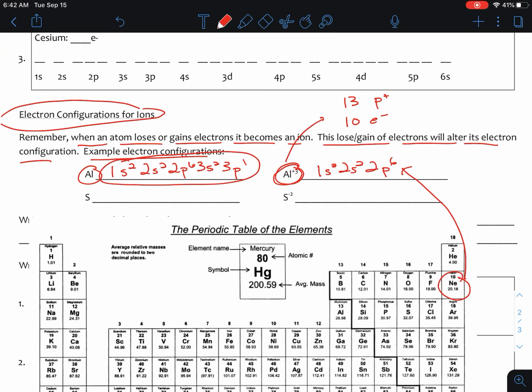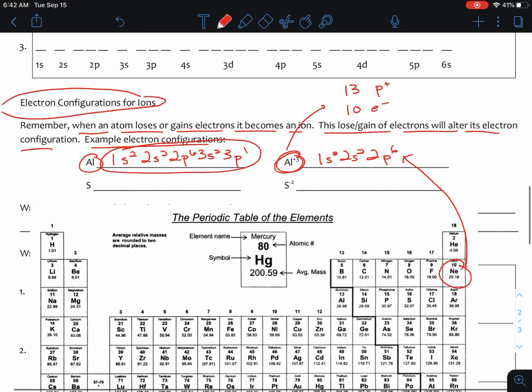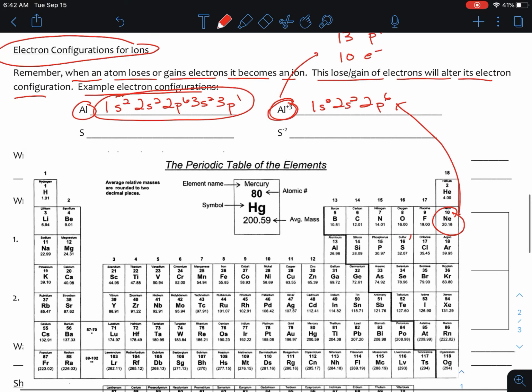So I'll write down the electron configuration for sulfur, and let's see if you guys can get the sulfur ions. So here's sulfur. Down there you'd have 1s2, 2s2.